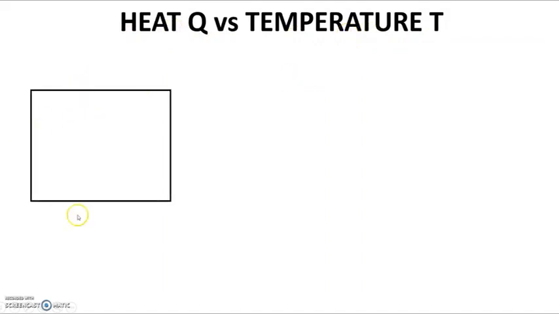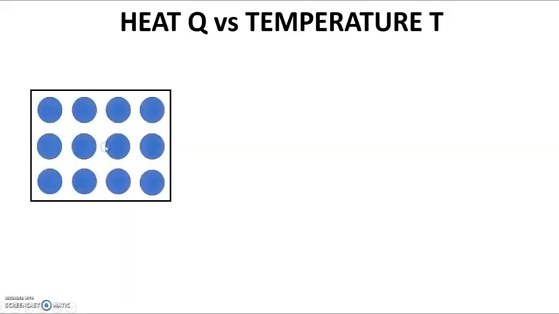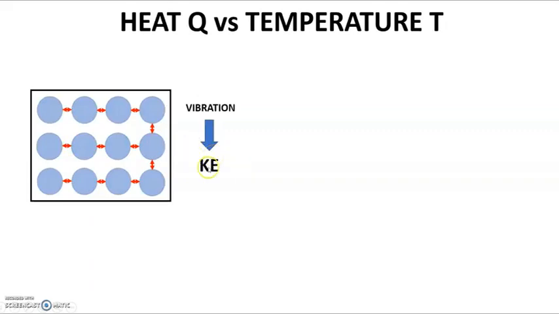Let's say we have a solid matter here. If we look deeper on the molecular level, we will see the particles. The particles in the solid have very little space between them, so they are not moving past each other. However, they are vibrating in their place, like this. So this vibration of the particles is related to their kinetic energy. Okay, so what we have here is the kinetic energy of the particles.